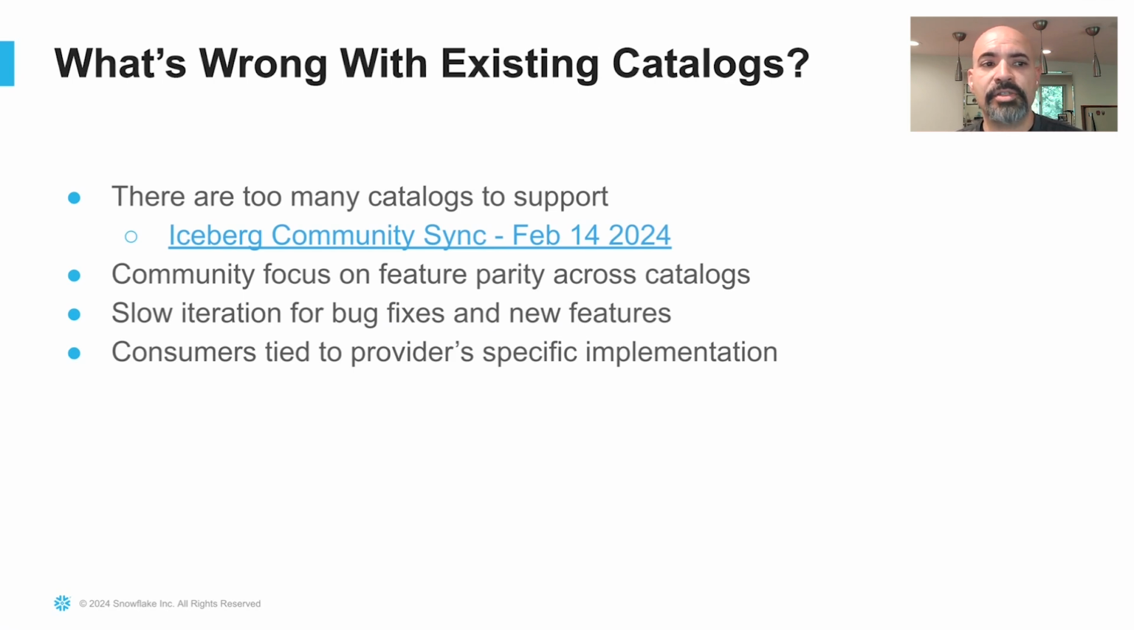Now, as a data consumer, you are tied to a data provider's specific catalog implementation, right? So if you have a dependency that has their catalog in Glue, you have to know exactly what Glue catalog they're using, or if they're using the Hadoop catalog and sticking it in storage, you have to know the path to the warehouse in the storage.